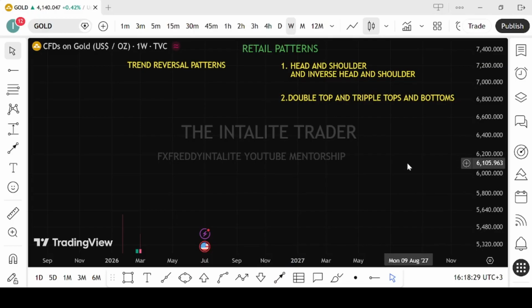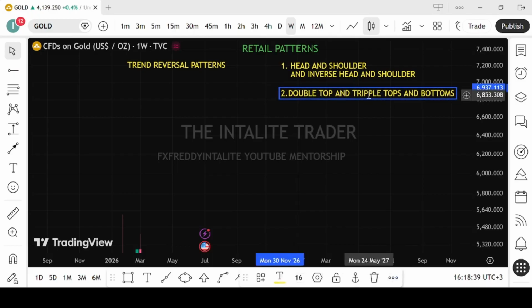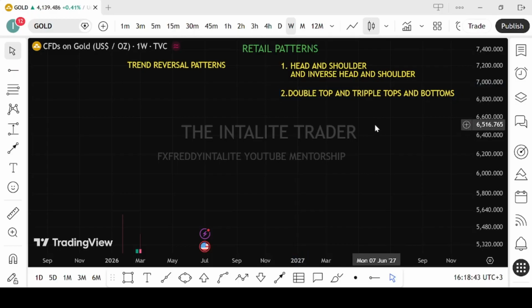The other time I told you about the trend change patterns. There is a difference between trend reversal patterns and trend change patterns. Trend change confirms a trend reversal, but some of these trend reversal patterns can form and the market doesn't respect them. Let's start with the head and shoulder pattern.